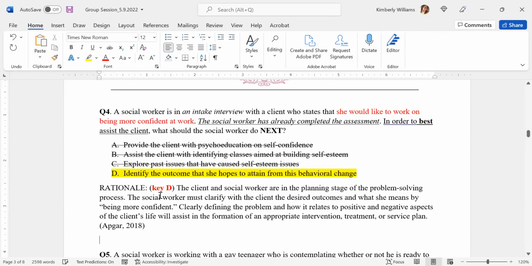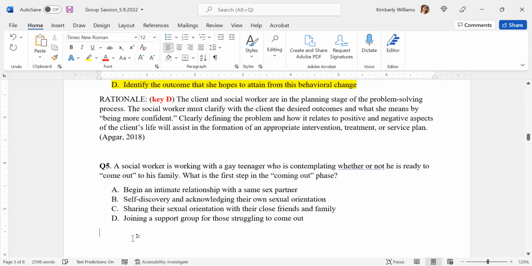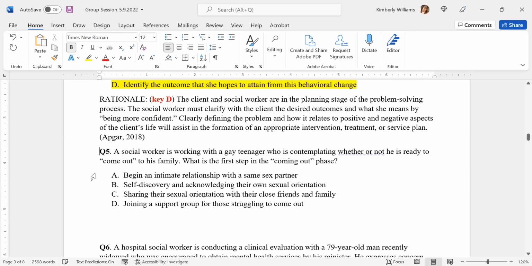All right, number 5, anybody want to take this? Oh, Miss Bridget, you take this one. A social worker is working with a gay teenager who is contemplating whether or not he is ready to come out to his family. What is the first step in the coming out phase? Okay, this is recall, so you can go ahead with the answer choices.